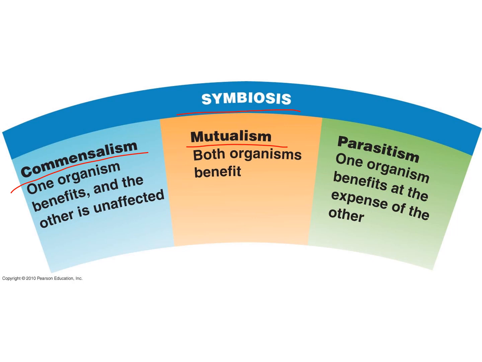The last one is parasitism. Parasitism is where one organism benefits at the expense of the other. So in this case, sometimes the microbes benefit and it can harm the humans. And when that happens, that's considered the development of disease.